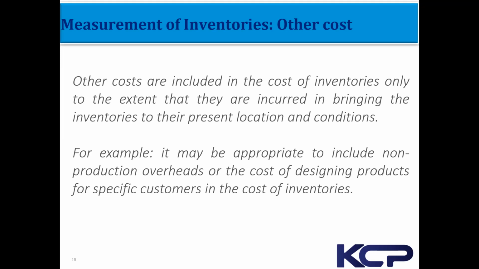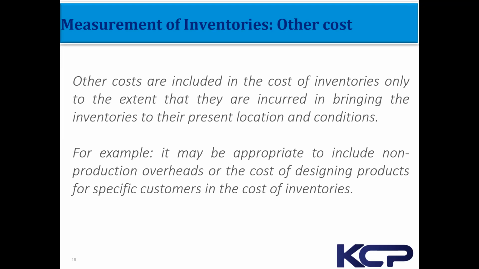Other costs are included in the cost of inventories only to the extent that they are incurred in bringing the inventories to their present locations and condition. Remember, I earlier said that we're trying to explain what cost is within the wordings of the standard. It gave three components of the cost: the cost of purchase, the cost of conversion, and then other costs. We have explained what will make up the cost of purchase. We have also explained what will make up the conversion cost, right?